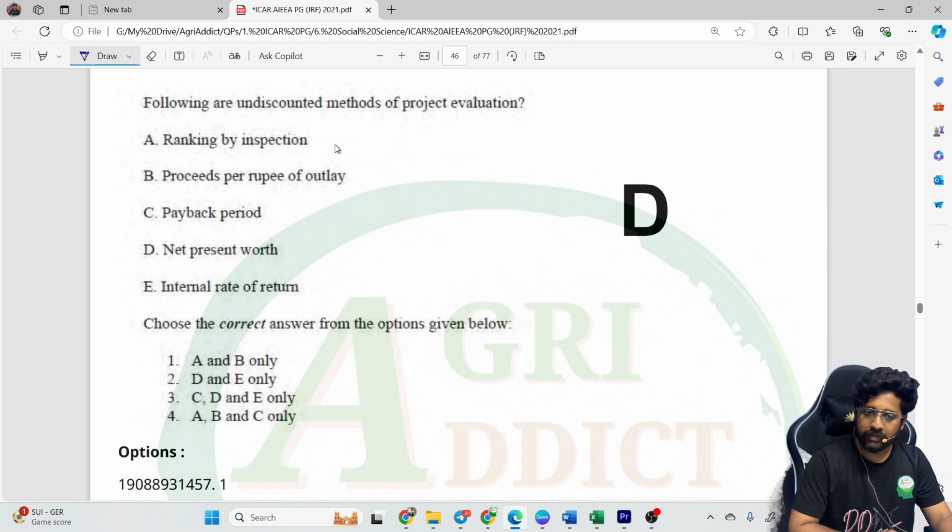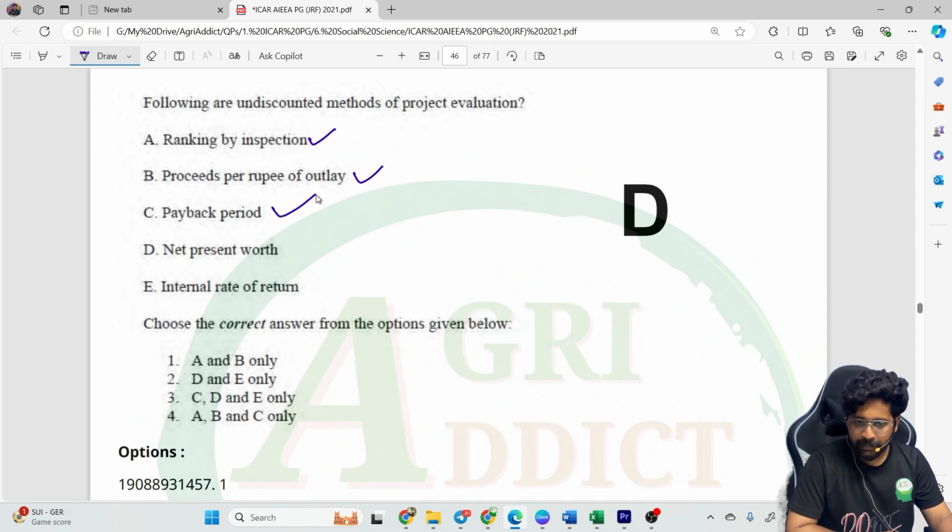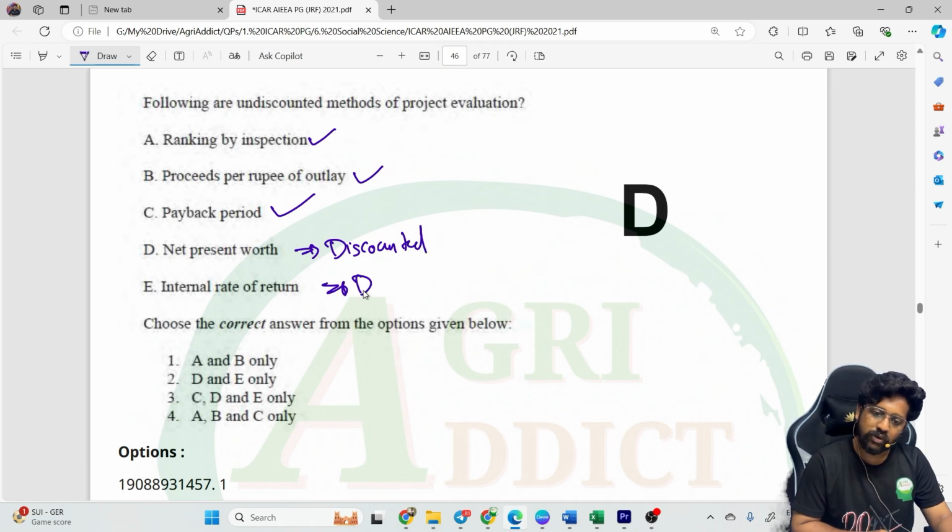In the undiscounted measures, ranking inspection is there, proceeds per rupee outlay will be there, payback period will be there. Net present worth is a discounted measure, internal rate of return is also a discounted measure. So therefore A, B, C will be the correct answer, which are the undiscounted measures of project evaluation. So therefore option 4 will be the correct answer.